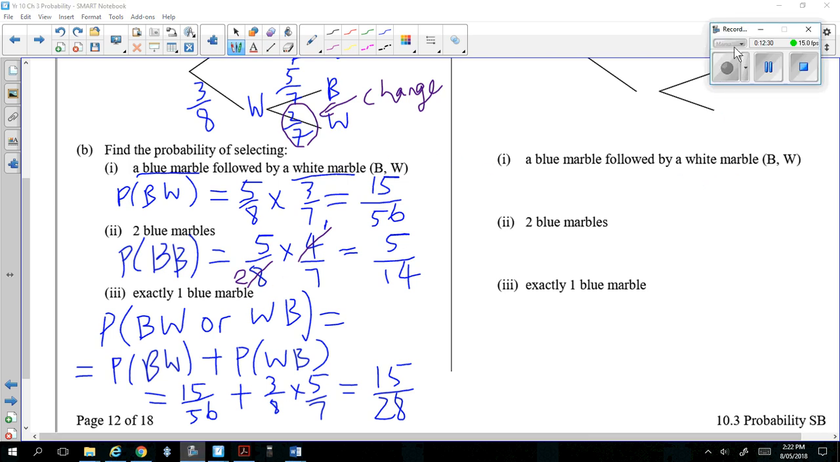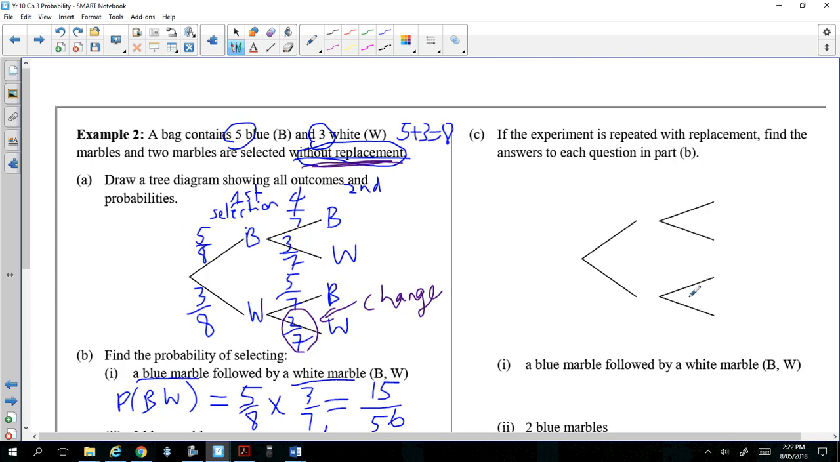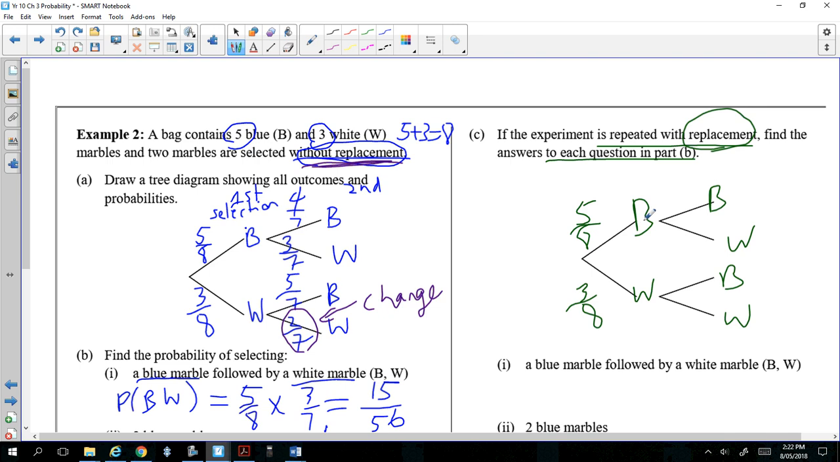So if the experiment is repeated with replacement, find the answer to part B again. So we have BB, BW, WB, WW, like that. But because it's replacement, your chances don't change. So you take the blue out, or you put the blue back, so you still have 5 out of 8. Note that there's no change. And this is 3 out of 8, and this is 3 out of 8, 5 out of 8. Yeah, like that.